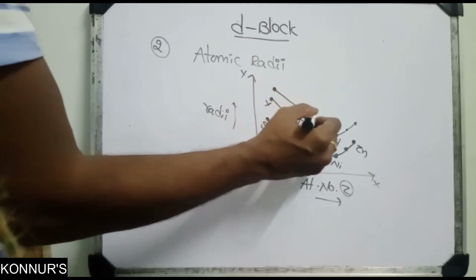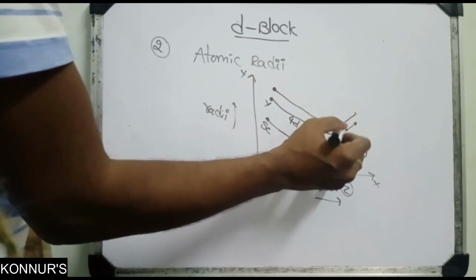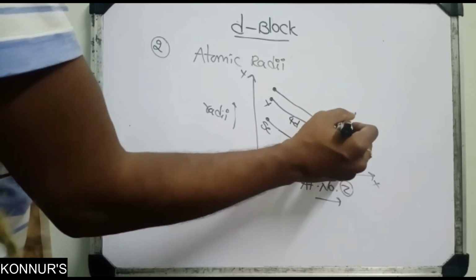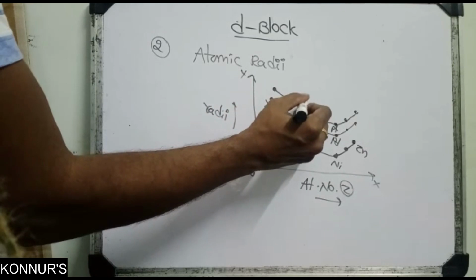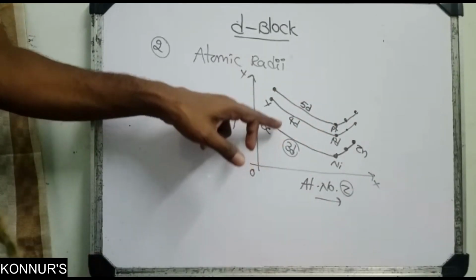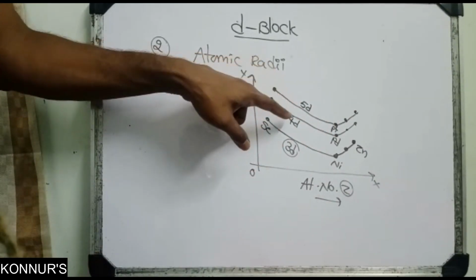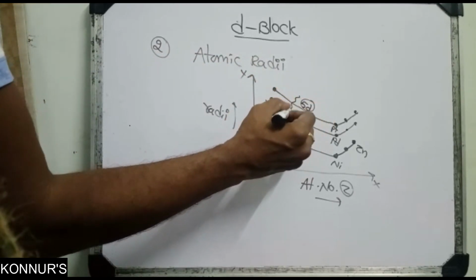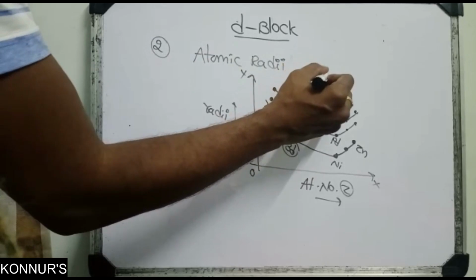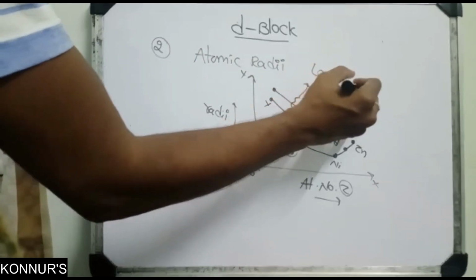Next, lanthanum, hafnium, tantalum, tungsten, rhenium, osmium, iridium, platinum, gold and mercury. That increases. So this is the 5D series. See, the 3D and 4D gap is very large, but between 4D and 5D, the gap is very small. Because of this, it is the lanthanoid contraction.